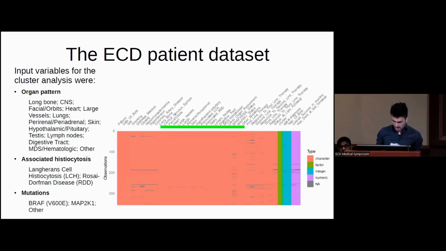for urological intervention. And next to this clinical characteristic, we had also the mutational status of the patients, particularly in terms of BRAF and MAP2K1 mutations, and also the association with other hematological disorders, particularly LCH, Rosai-Dorfman disease, and MDS.